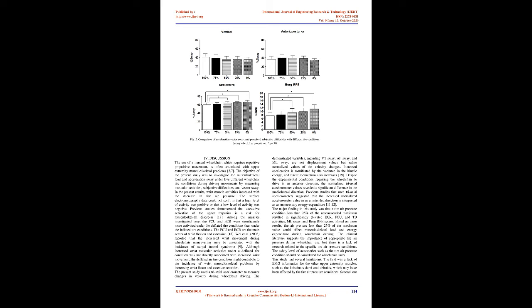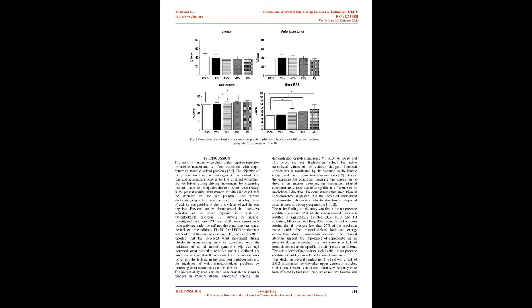Results. The mean values of the normalized EMG and acceleration data and Borg RPE score data are shown in Tables 1 and 2. The tire air pressure condition significantly affected the muscular activities of the ECR, FCU, and TB, which were significantly higher under the deflated conditions compared with the inflated conditions, p < 0.05, Fig 1. The 100% air pressure condition resulted in significantly lower activities of the ECR and TB than did the 0% and 25% air pressure conditions, p < 0.05, Fig 1.